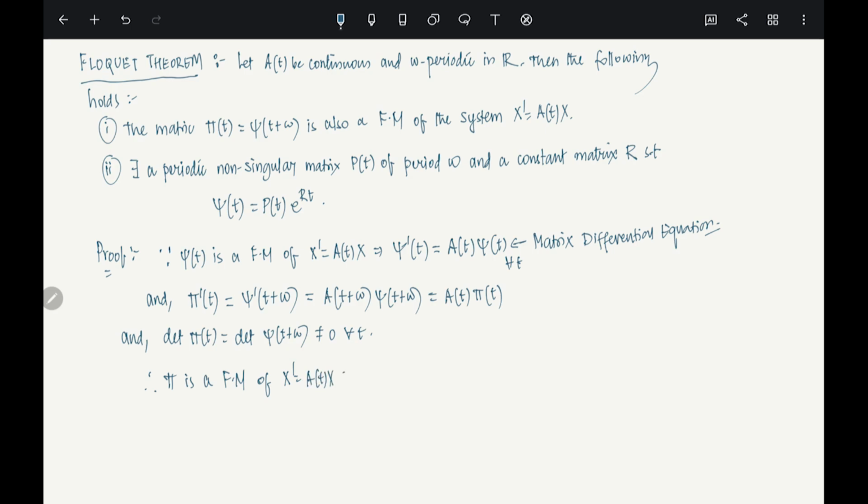Now the second part, and this is the important part. What the second part is saying is that we can actually break the fundamental matrix into a non-singular periodic matrix and an exponential part. So how do you do something like this? Let's look at it. For part two, the thing is, since phi of t and phi of t plus w, this is psi of t, right?